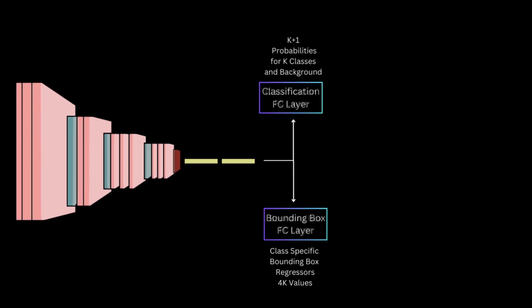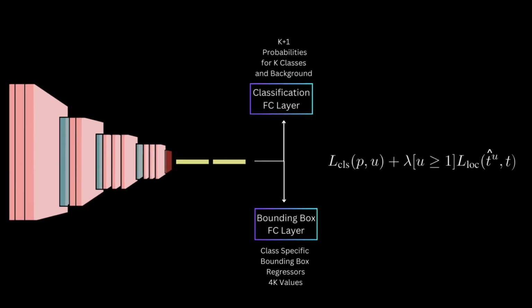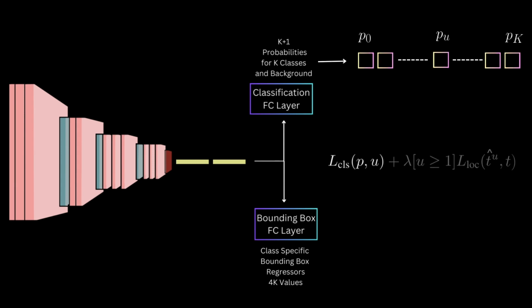The loss used by the authors is a combination of classification and localization loss catering to both the layers, with hyperparameter lambda balancing between the two. And in implementation, lambda is just used as 1. Focusing on the classification loss, it's the cross entropy loss using the k+1 output probabilities from the classification layer and the ground truth class U for a given proposal.